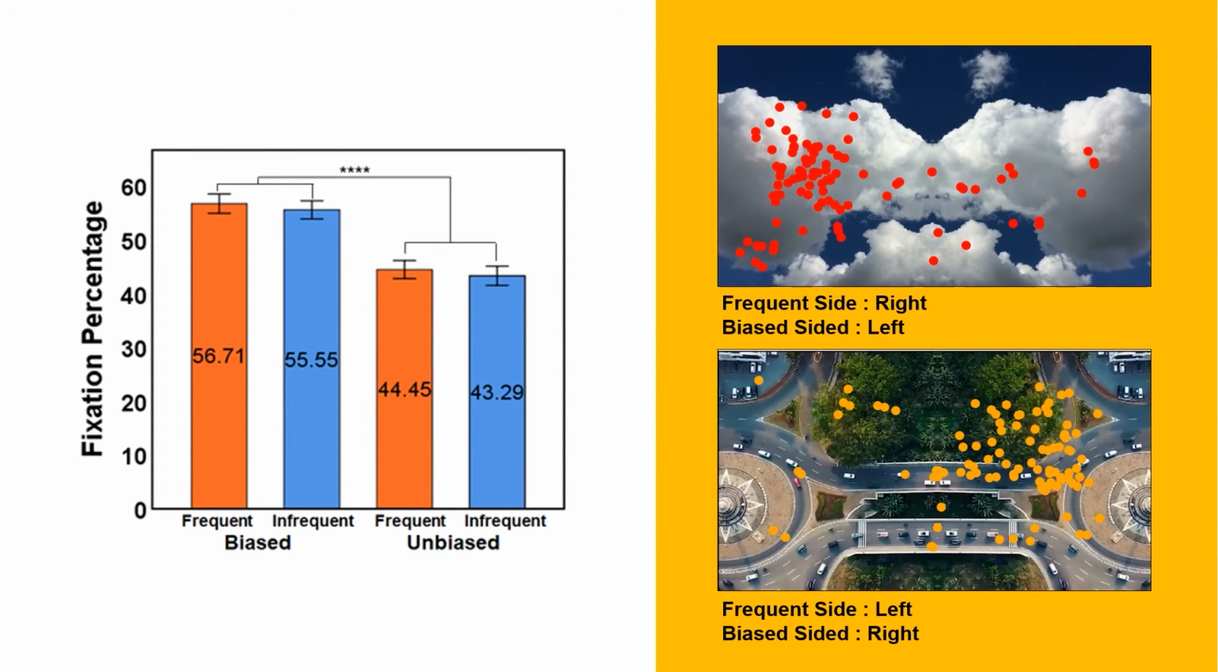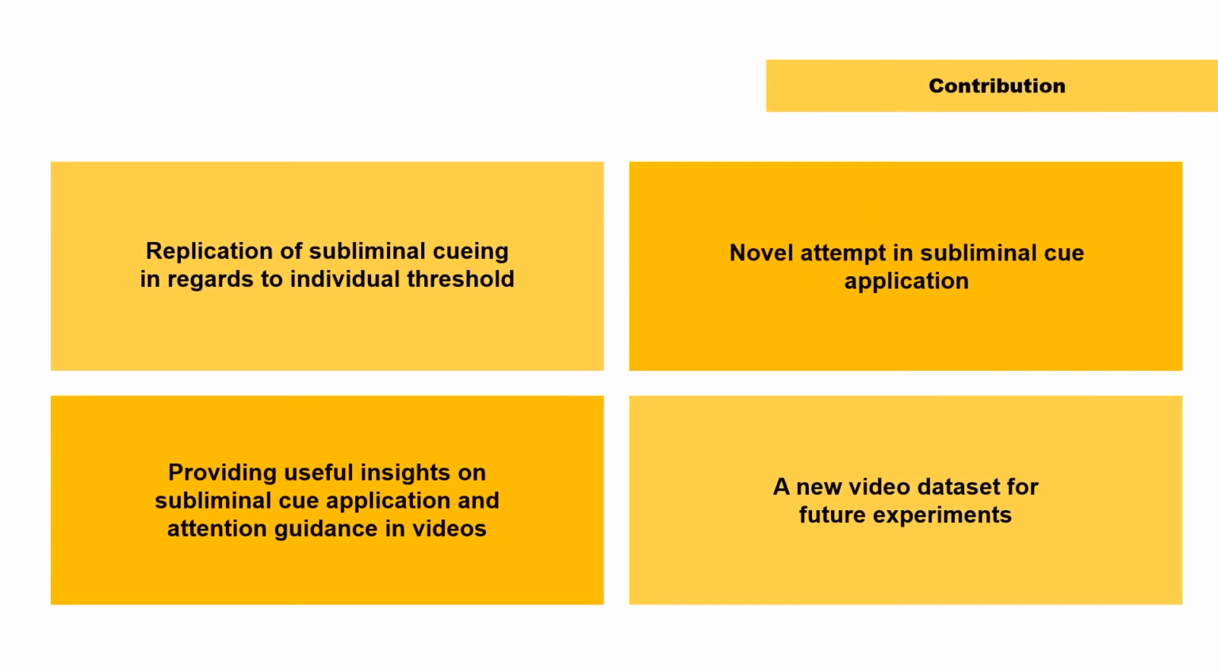Each individual was biased toward the left or right side in the baseline trials, and this tendency sustained in cue trials irrespective of cue frequency. This indicated that the consistent gaze orientation bias within individuals may have cancelled out the overall gaze distribution difference. These are the contributions of this study.